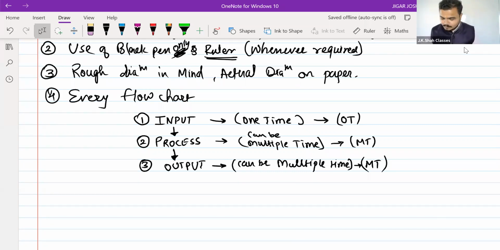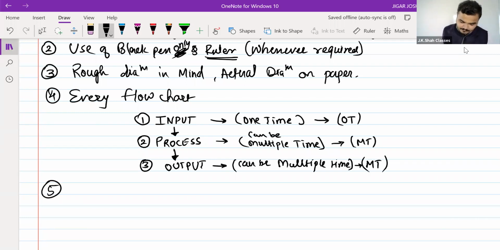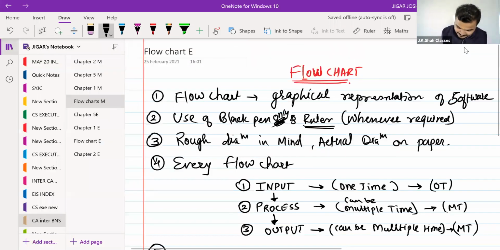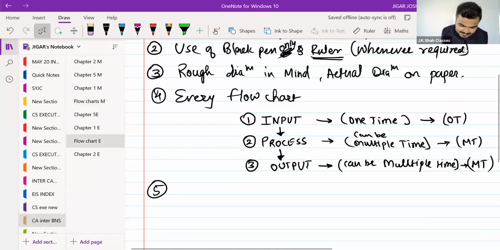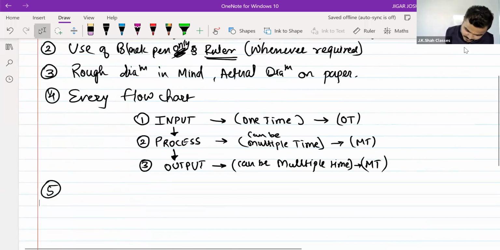Yes, sir. Now the fourth one, my dear chartered. Okay, fifth one. Fifth one is the process that I am going to explain. That is a basic design. What I am going to explain, my dear chartered, is a basic design. Now, see this.